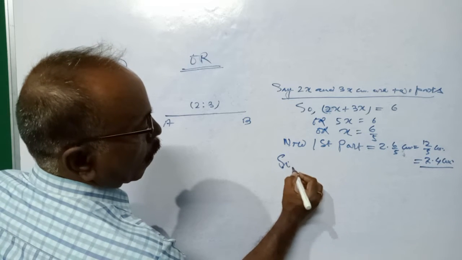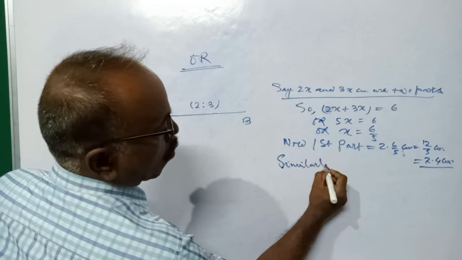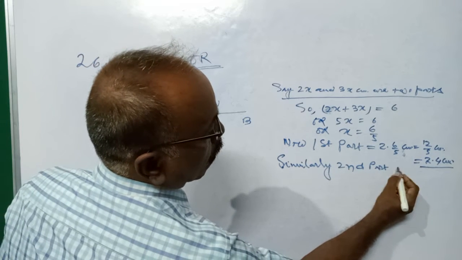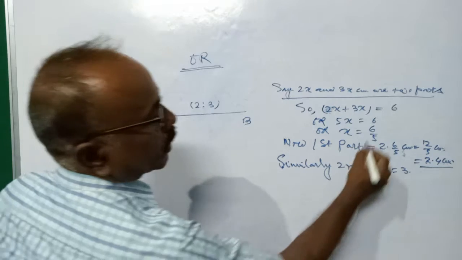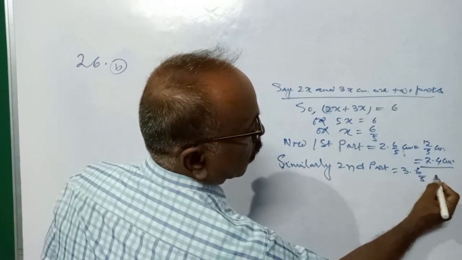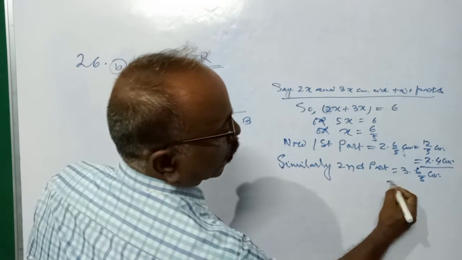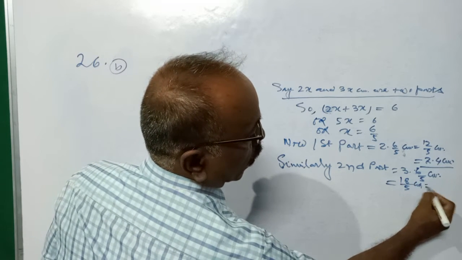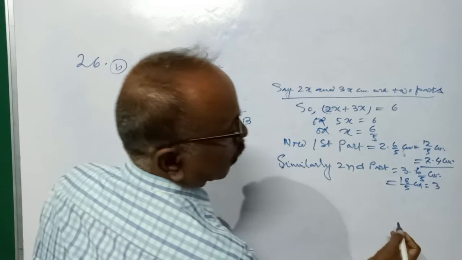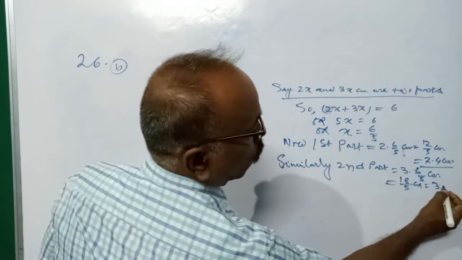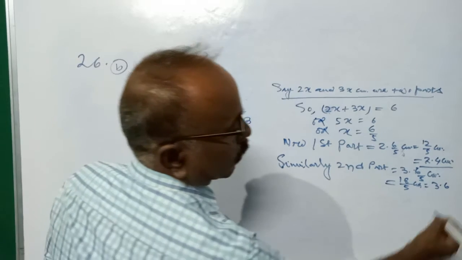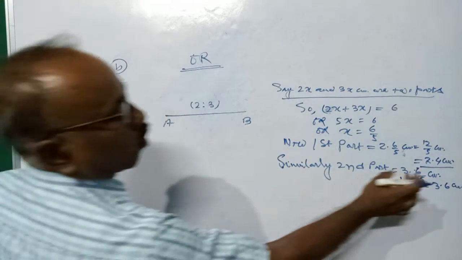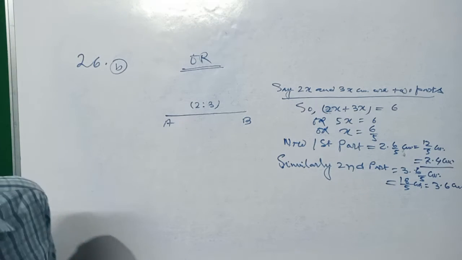Similarly, the second part is equal to 3 into 6 by 5. Am I clear? This is equal to 6 threes are 18 by 5 cm, which is equal to 5 threes are 15, 5 sixes are 30, 3.6 cm. We first take 2.4 cm in the scale, my dear student.